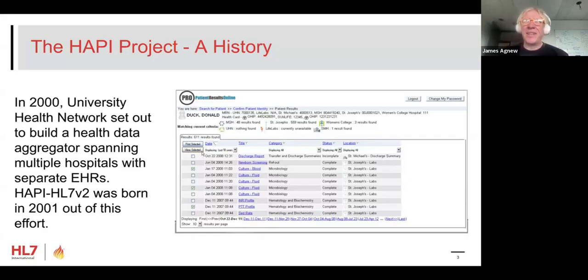And we started thinking, why don't we just open source that work? And that was the genesis of the HAPI HL7 V2 project. So starting in 2001, we had an open source project implementing the open specs for HL7 V2. That was a very different time.